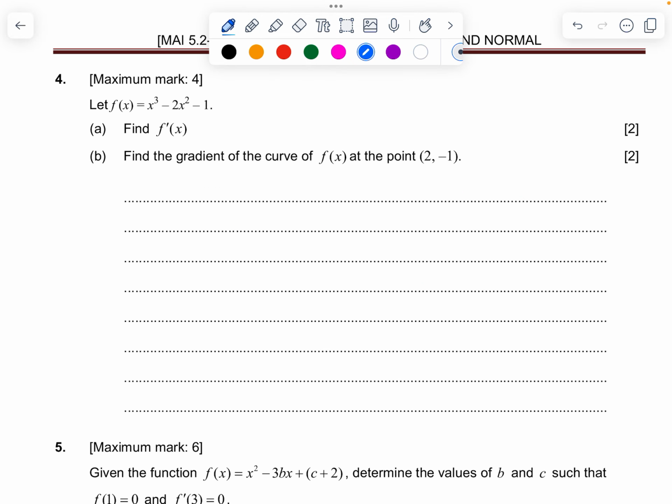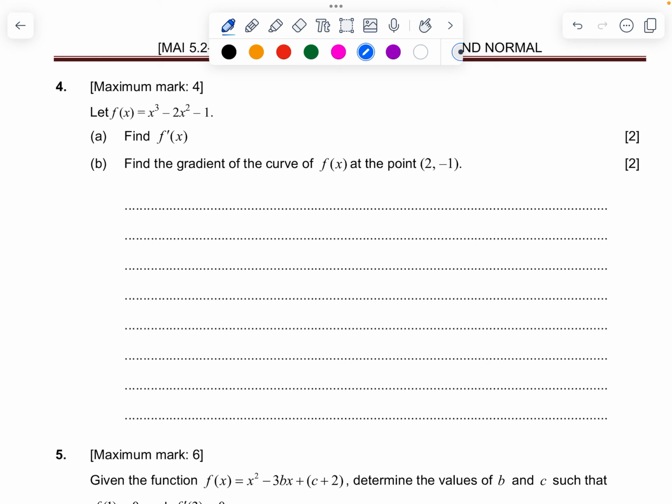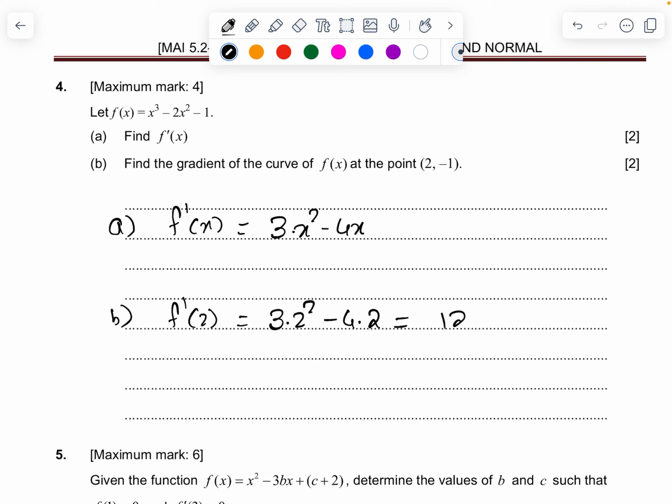Question number 4. F of x equals x cube minus 2x square minus 1. Find f prime x, and find the gradient of the curve at the point 2, minus 1. So f prime x will become 3x to the power of 2 minus 4x. Next part B, f prime of 2 will become 3 times 2 square minus 4 times 2, which is 12 minus 8, which is going to be 4.